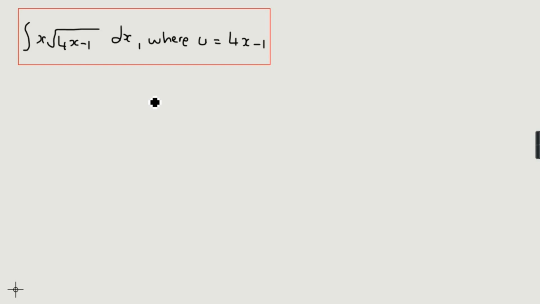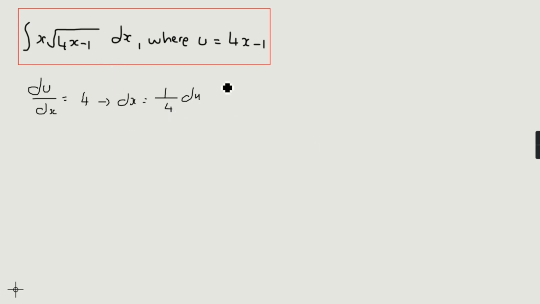So some questions you might be asked, well, you might be told what u is. So in this case, we've been told that u is 4x take 1. Therefore, we're going to have to use that. Okay, so if u equals 4x take 1, well, du by dx is simply just 4, right? And the negative 1 is just a constant, so it doesn't get differentiated. So it follows that dx equals 1/4 du. All right, so just rearrangement.